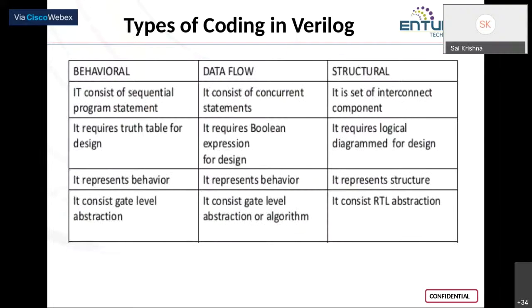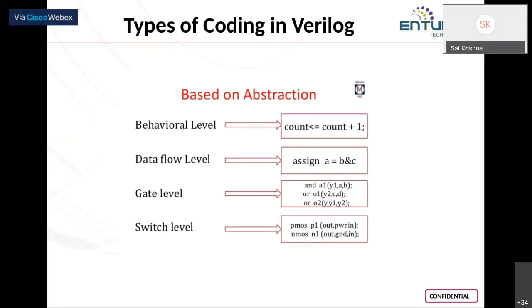So as I said, behavioral consists of sequential programming. That means all your instructions are sequential in nature. Whereas data flow is concurrent, all of them happen at the same time with respect to a reference. Structural, because you are directly using a predefined module, depends on the interconnects. Behavioral follows the behavior, and data flow follows the algorithm you use to drive it, and structural is based upon your RTL abstraction or the gate abstraction, right? Okay, next.